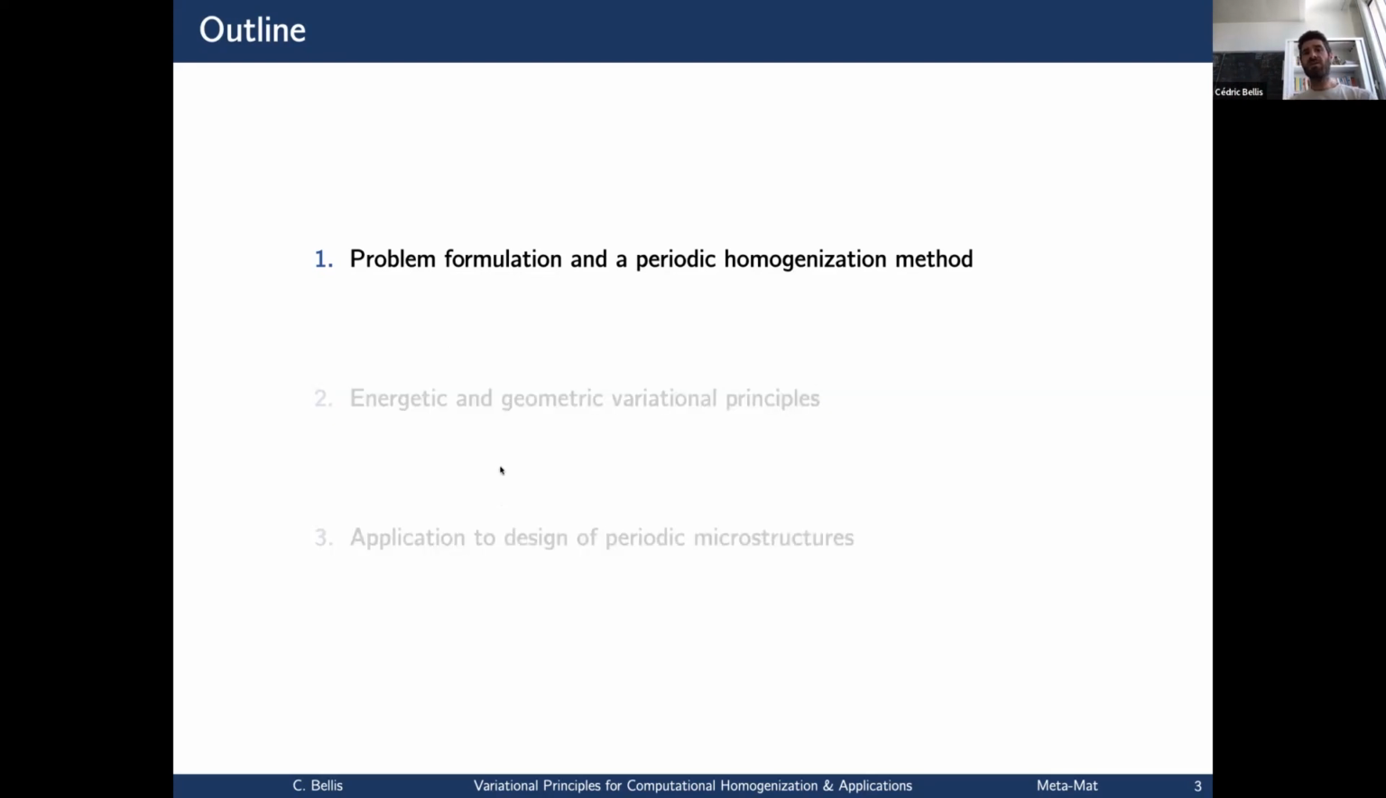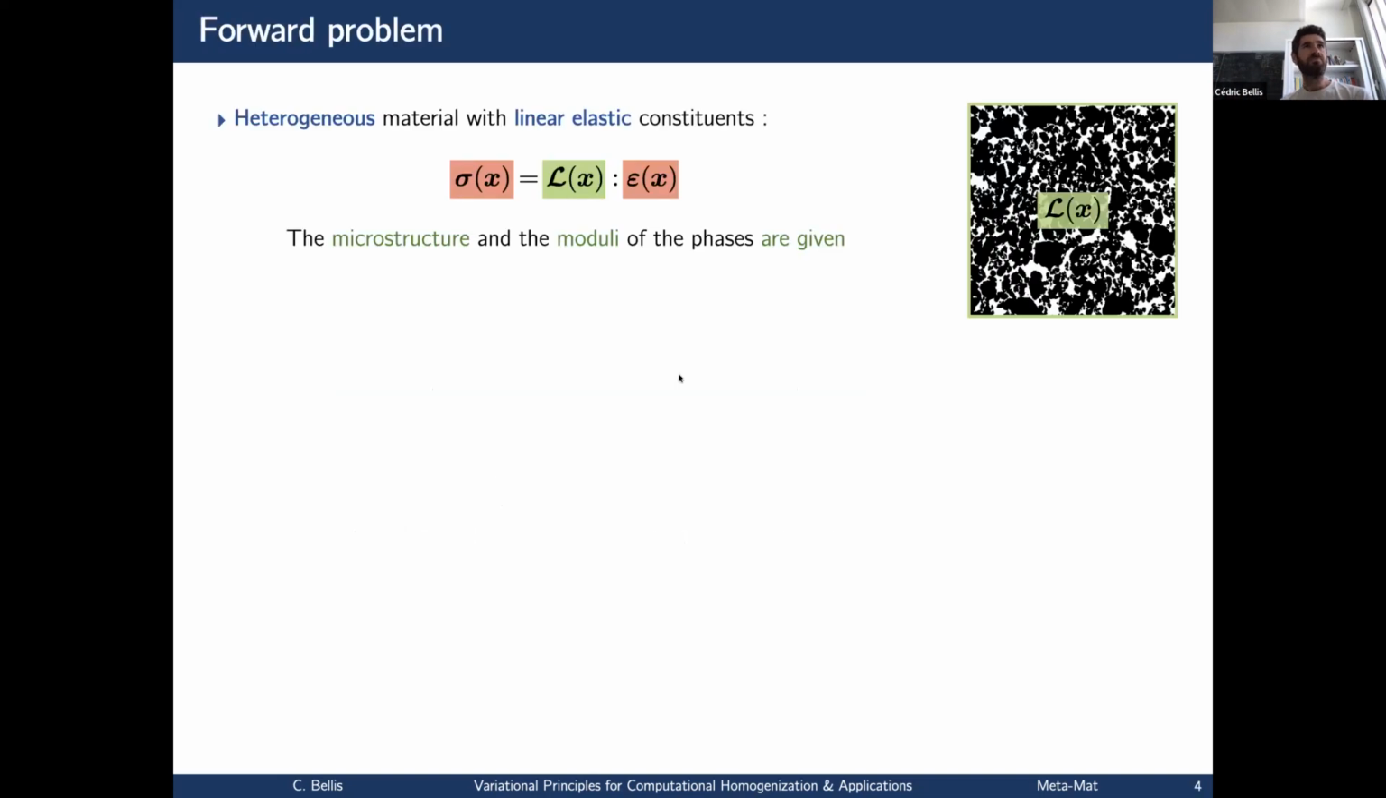Okay, so let's start with the forward problem. I've considered typically a heterogeneous, linear elastic material. So we are in a situation where we have a microstructure, typically the one on the right here, where the geometry of the microstructure and the moduli of the elastic phases are given. So the elasticity tensor L is given, and we are interested in computing the stress and the strain.